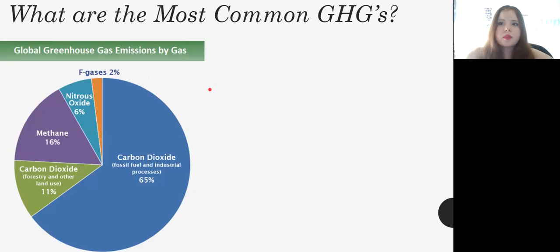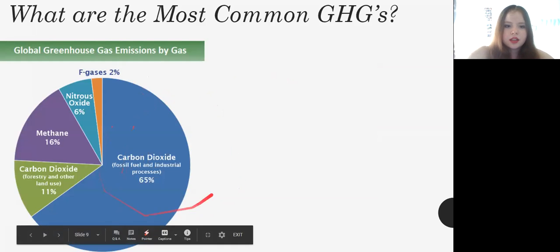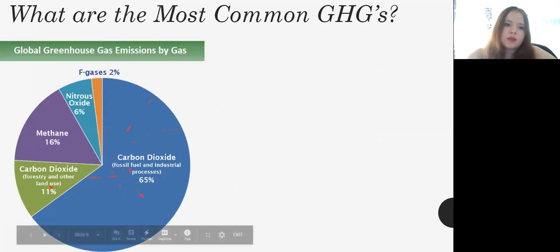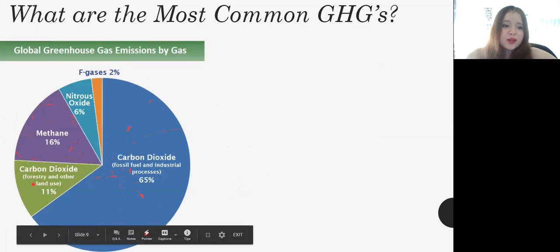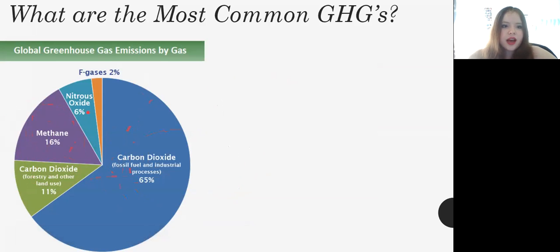So what are the most common greenhouse gases? Bingo, carbon dioxide, number 1. Followed by methane at 16%, that's related to agriculture, think cows. Carbon dioxide part 2, this is with deforestation, clearing of land. And then we have nitrous oxide at 6% and these things called F gases at 2%.